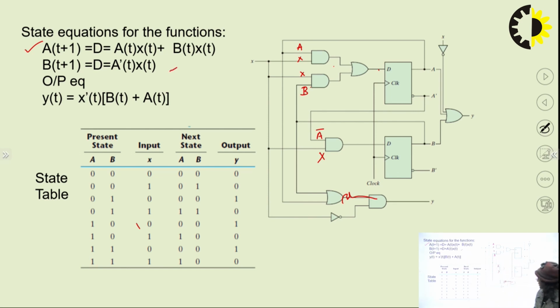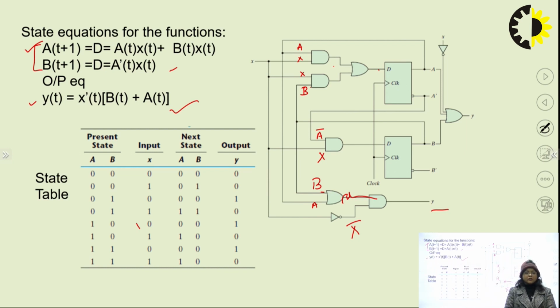We will also see that the output Y is nothing but X bar multiplied by A plus B, where this one is given as B, this one is given as A, and this one is given as X bar. So, Y is A plus B multiplied by X bar. So, these are the state equations and output equation for this given circuit.